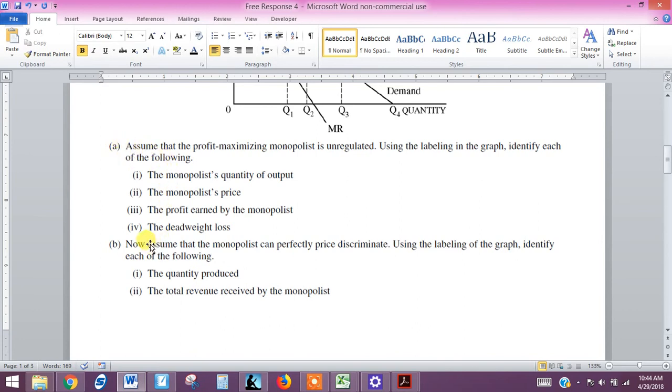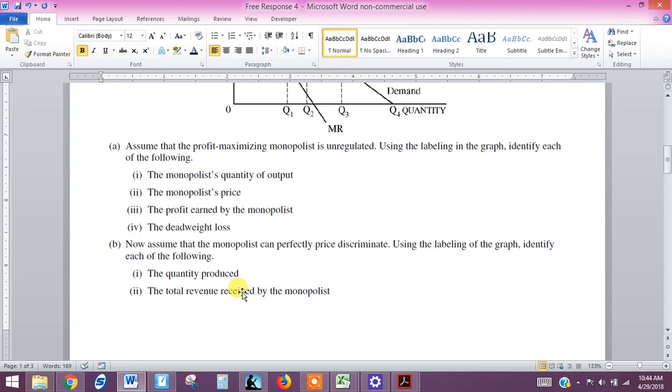Now 1B. We're going to assume that the monopolist can perfectly price discriminate, using the labeling of the graph. We want to identify the areas that show the quantity produced, which is actually just going to be a point, right? And the total revenue received by the monopolist.